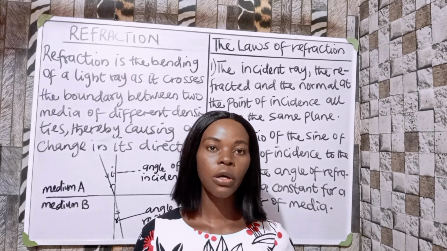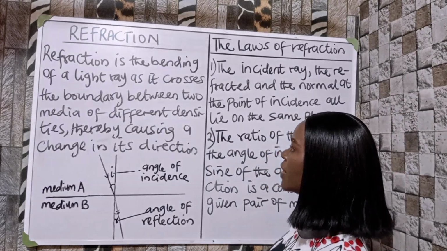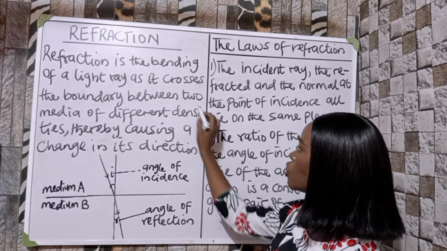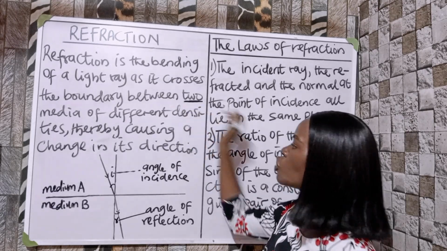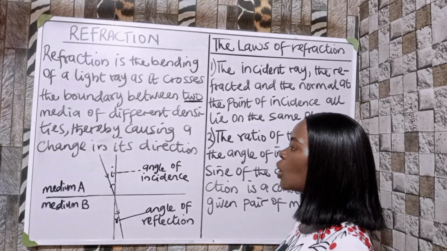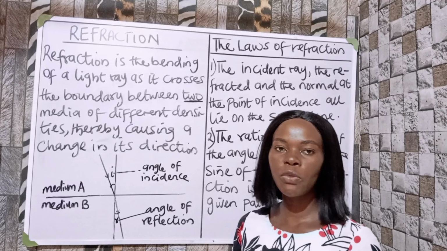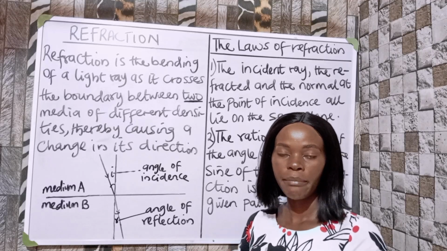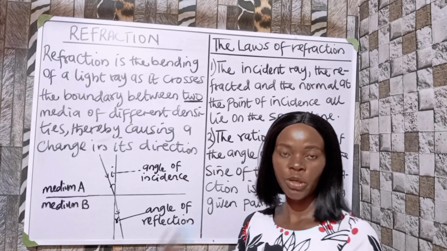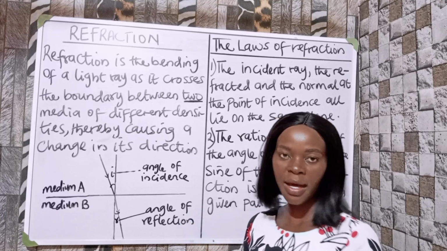Refraction is the bending of a light ray as it crosses the boundary between two media of different densities, thereby causing a change in direction. Like I said, when light moves from one medium to another, because one medium is always denser than the other, as it crosses that boundary there will be a change at that boundary.